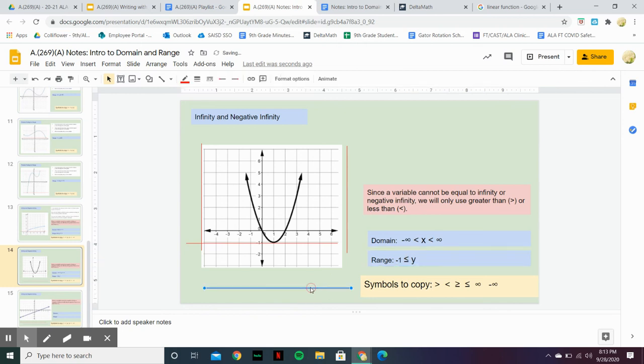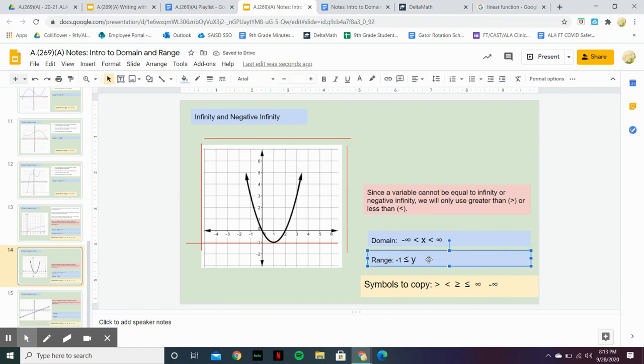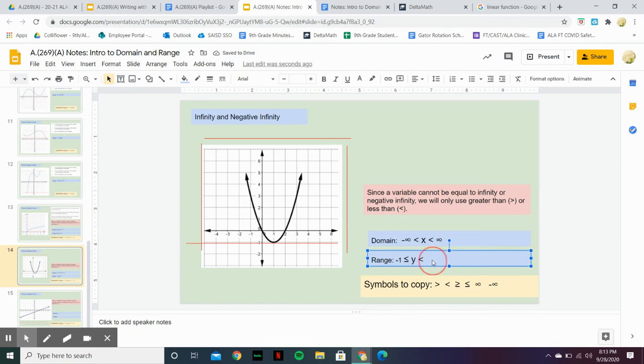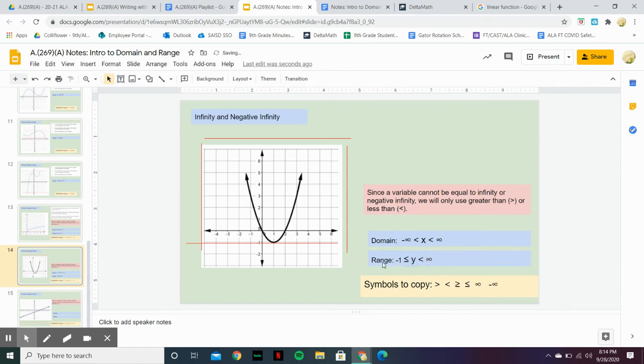Then again, I have these arrows. So when I look to find the maximum value of my range, it does not stop here. It actually extends forever and ever. So I know that y is going to be going on until positive infinity. So we can just say that y is less than positive infinity. This range tells me that y can be any number between -1 and positive infinity.